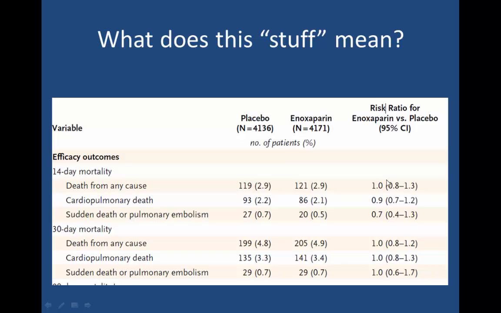Well, here are my outcomes over here. Death from any cause, cardiopulmonary death, sudden death or pulmonary embolism at 14 days, and at 30 days they looked at the same outcomes. So I look at this table and I'm saying, is enoxaparin effective at preventing, in the 14-day window, death from any cause, cardiopulmonary death or sudden death or pulmonary embolism? Let's look at the results then. They've done the math for you over here. You could do the same thing.